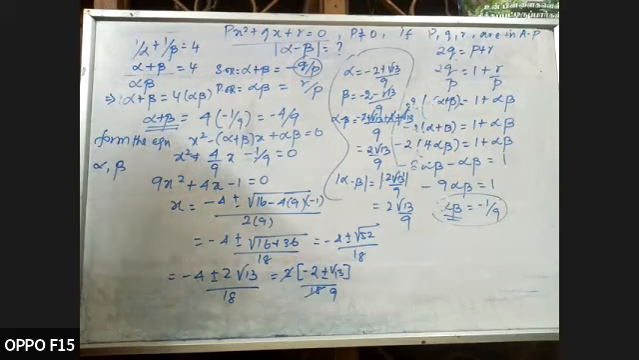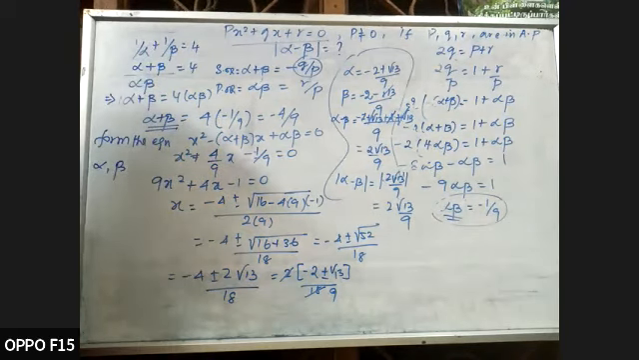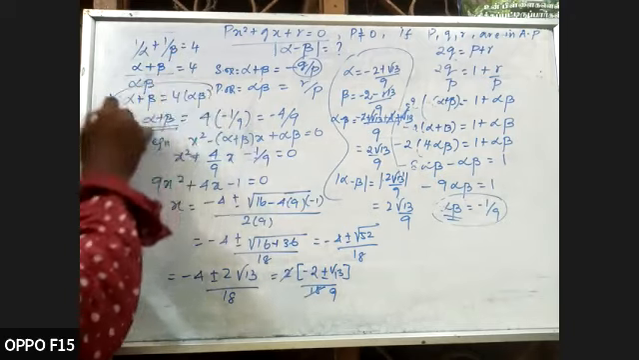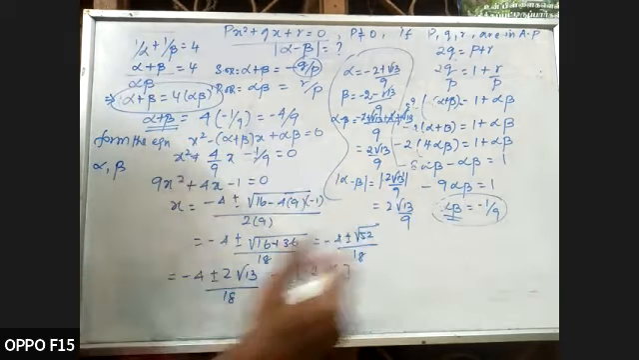So it is given that alpha, beta are the roots of the equation px square plus qx plus r equal to 0. If p, q, r are in AP and 1 by alpha plus 1 by beta equals 4, two conditions. First one is 1 by alpha plus 1 by beta equals 4. From that we have found that alpha plus beta equals 4 times alpha beta.